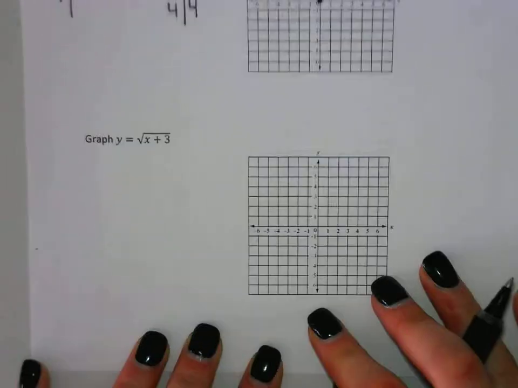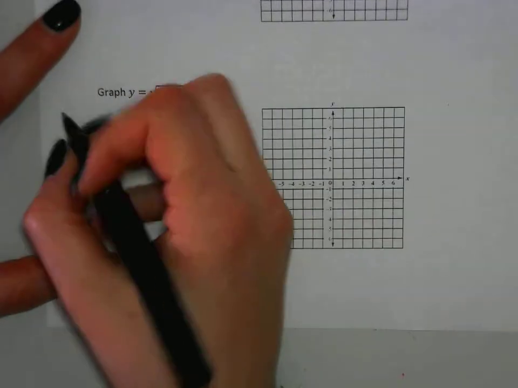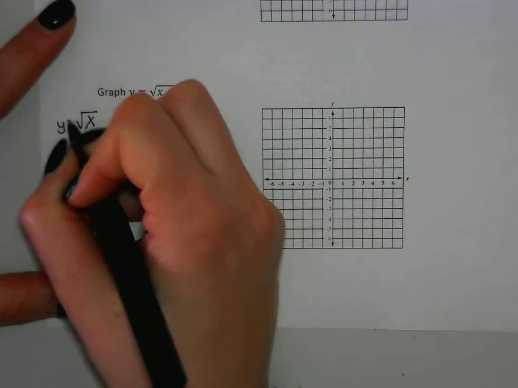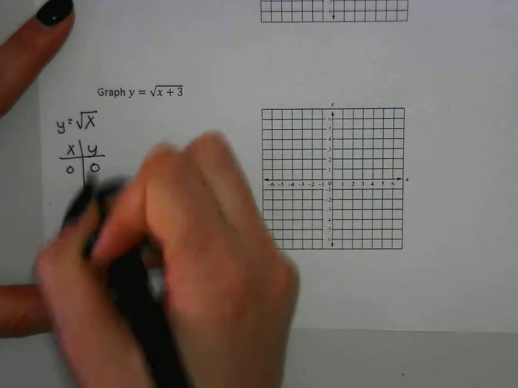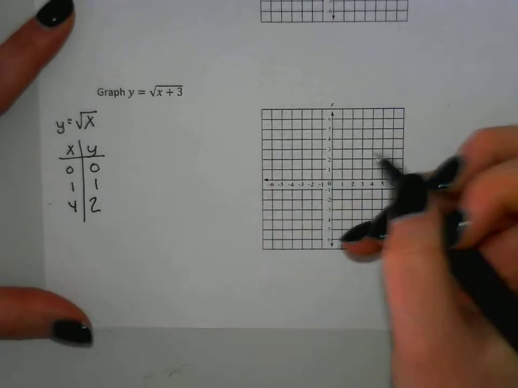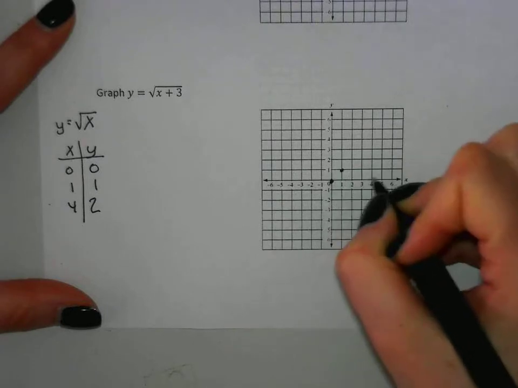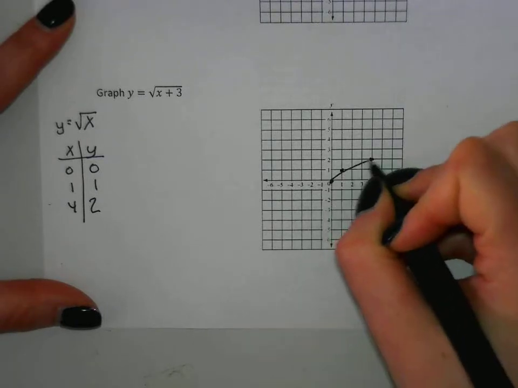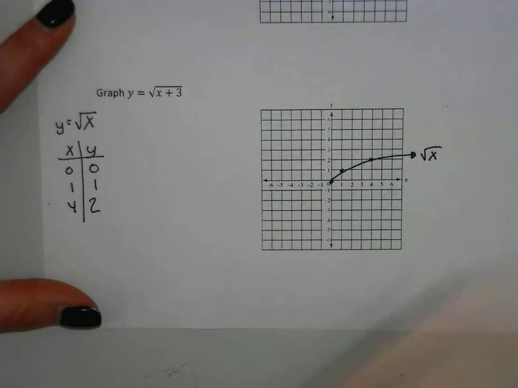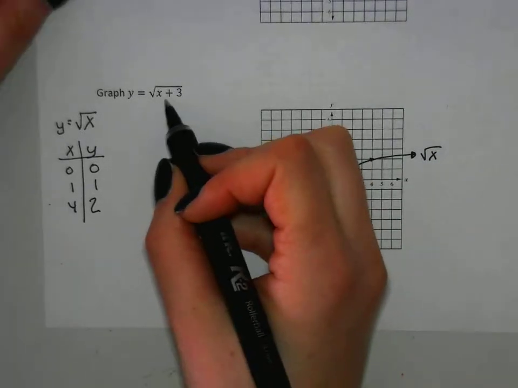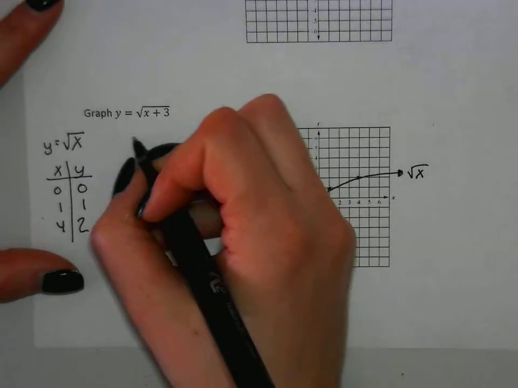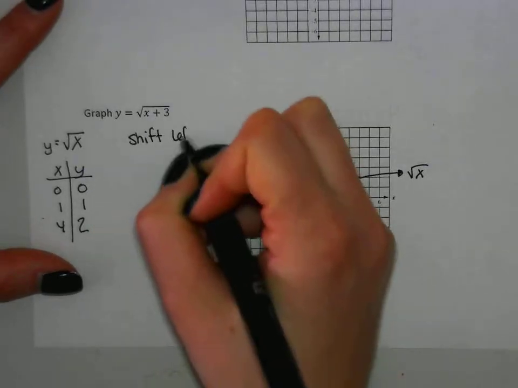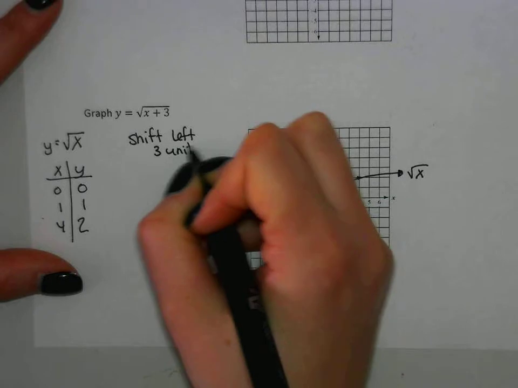So let's look at our next one. I still want to graph our parent function even though it doesn't say to. So we still want to graph y equals the square root of x. We know (0, 0), (1, 1), and (4, 2). That won't change. So here's my parent function. Now let's take a look at this one. We have the square root of x plus 3 for our radicand. Remember, that's going to be our horizontal shift. Since we're adding 3, this is going to shift left 3 units.